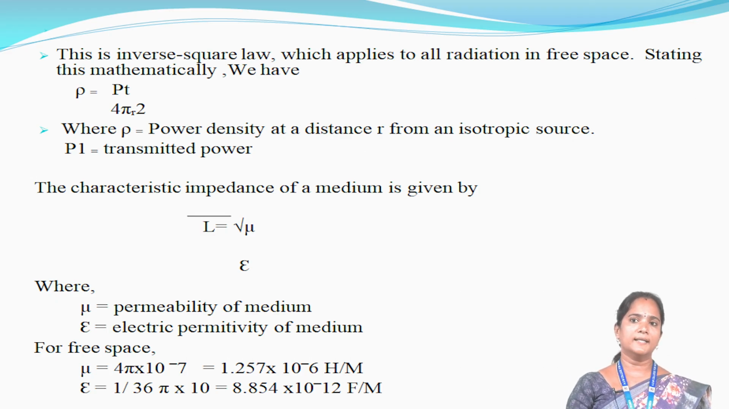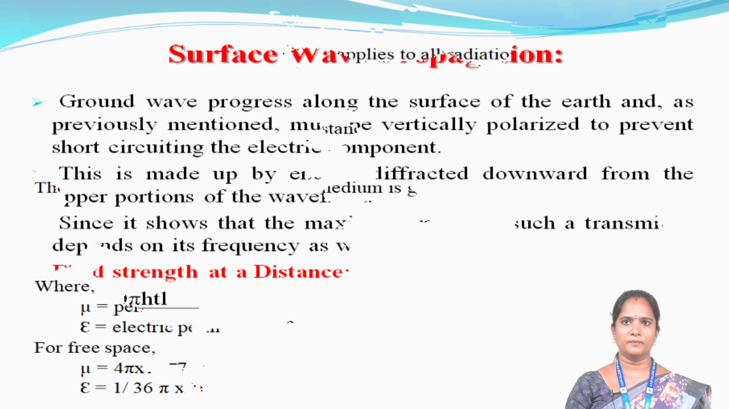Recall that permeability is the equivalent of inductance and permittivity is the equivalent of capacitance in electric circuits. Indeed, the units used above are reminiscent of this. It is now possible to calculate the value for the characteristic impedance of free space.